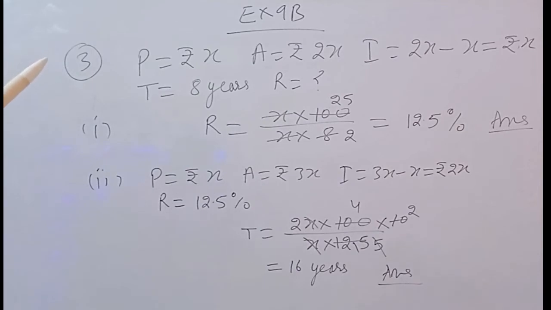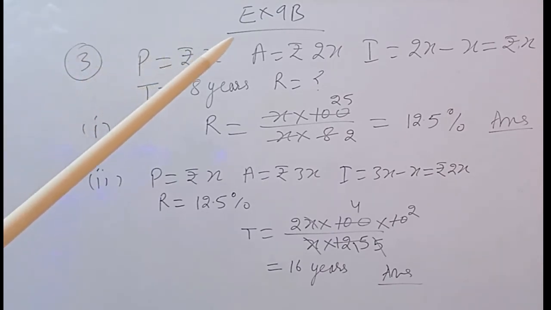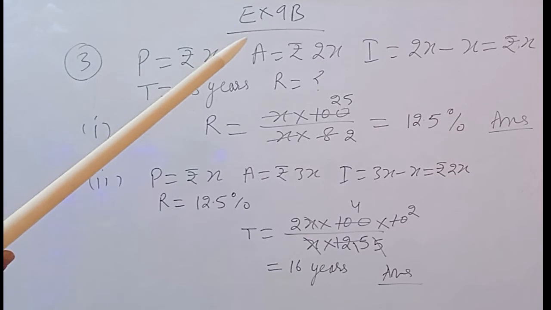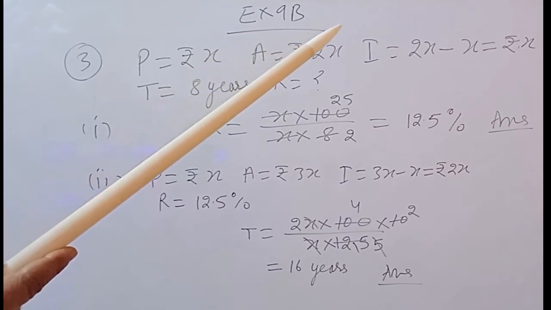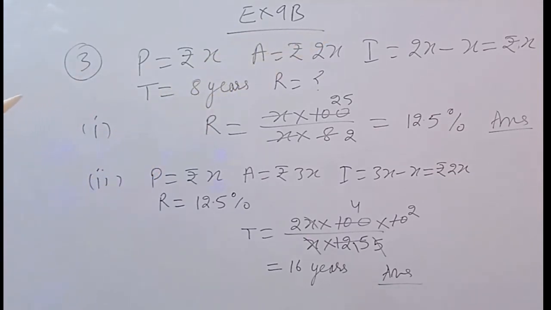Let the principal be rupees x, and the amount will be rupees 2x, as the sum becomes twice. So A equals rupees 2x. And so the interest I will be A minus P, that is 2x minus x, that is rupees x. T is given as 8 years, so we have to find R, that is the question mark.